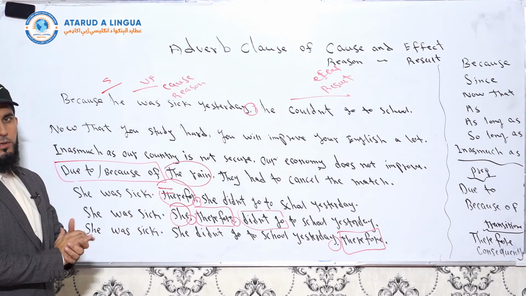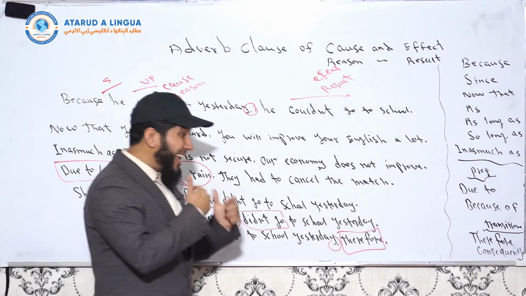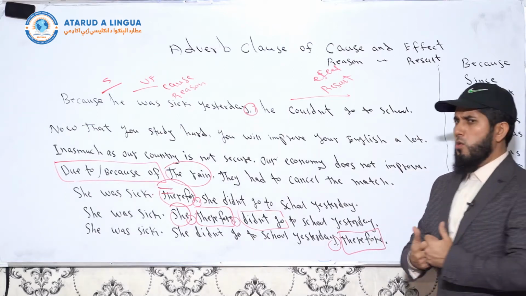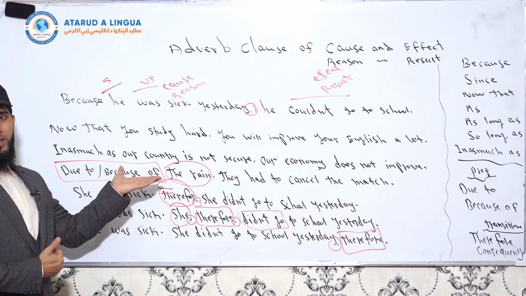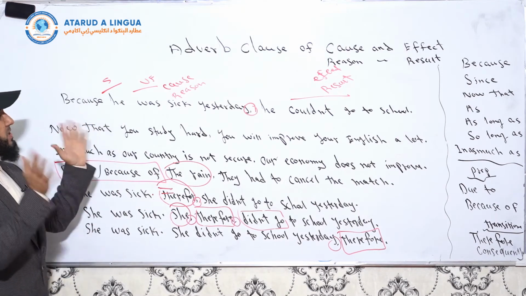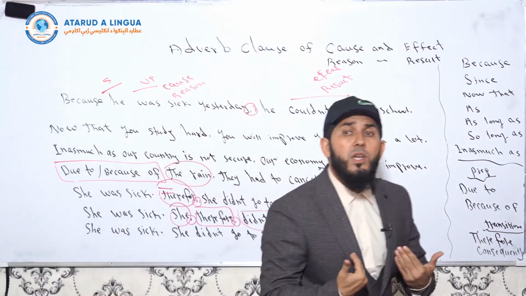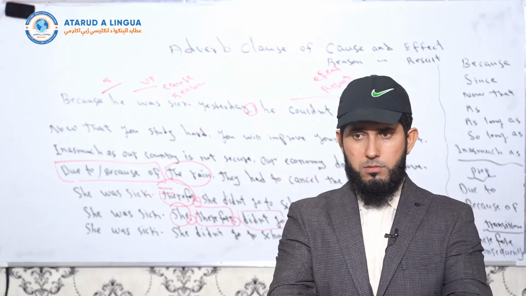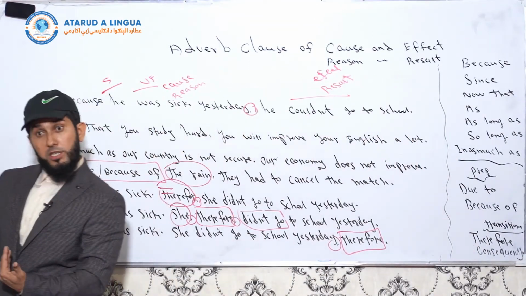So the cause must be in the past time, sir? No, you mean tense? Yeah. No. You can use different tenses in your complex sentences, okay? For example, look, because he was sick, simple past tense, he couldn't go to school. You can say, because I'm sick, I won't be able to go to school tomorrow. Now, the cause, I'm sick, is in simple present tense.